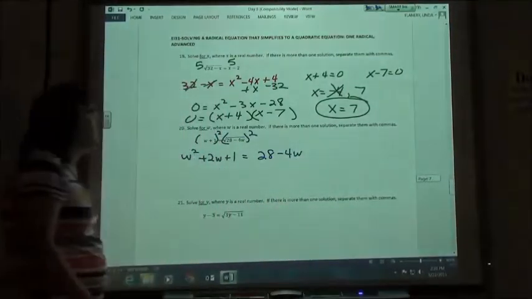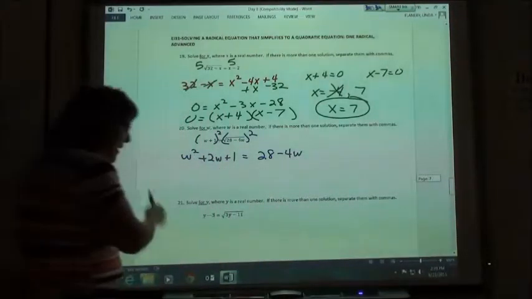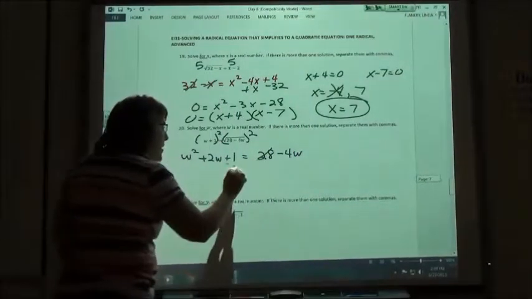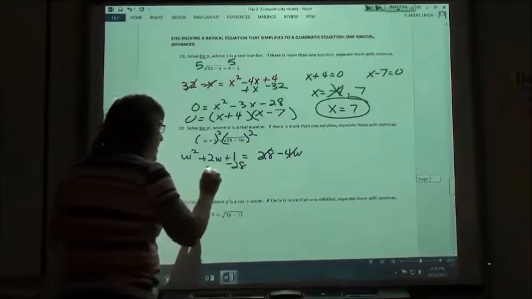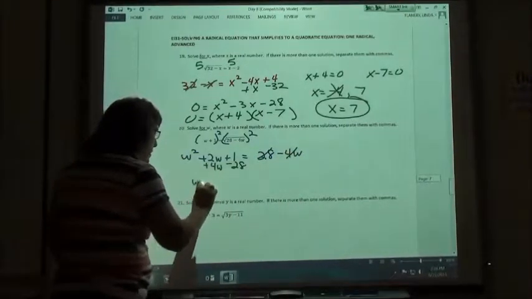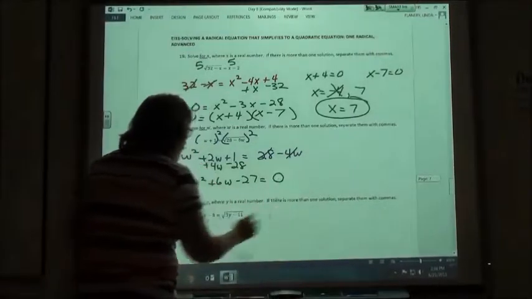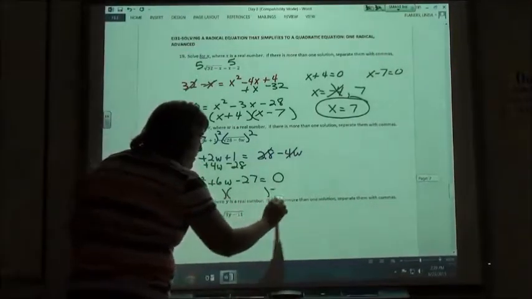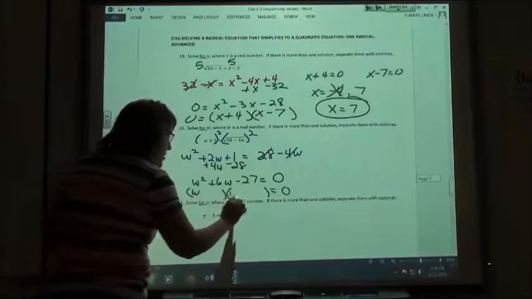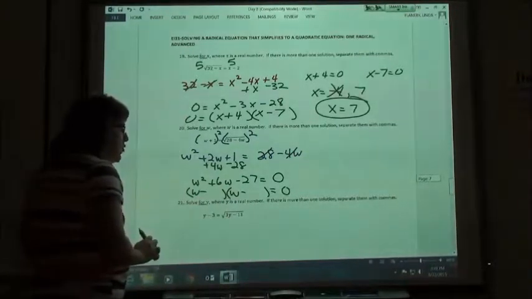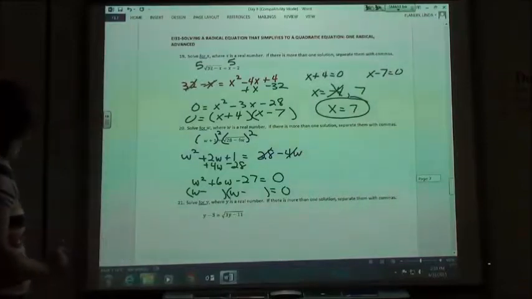So 28 minus 4w. Again, I want to set it equal to 0. I want my w squared to be positive. So I'm going to minus my 28 and add my 4w. So w squared plus 6w minus 27 equals 0. So w and w, negative and a negative, factors of 27 that add up to 6.